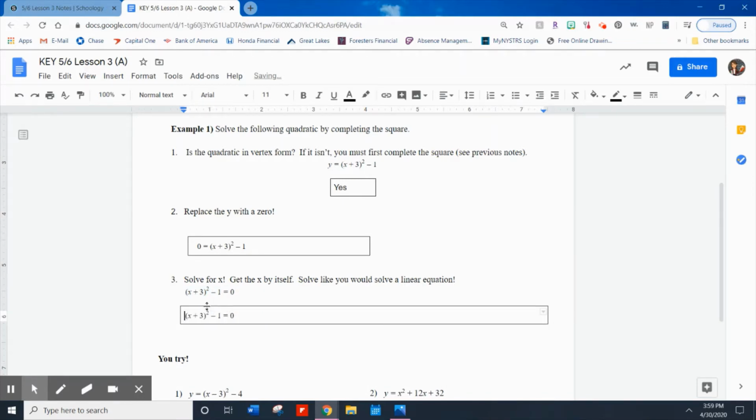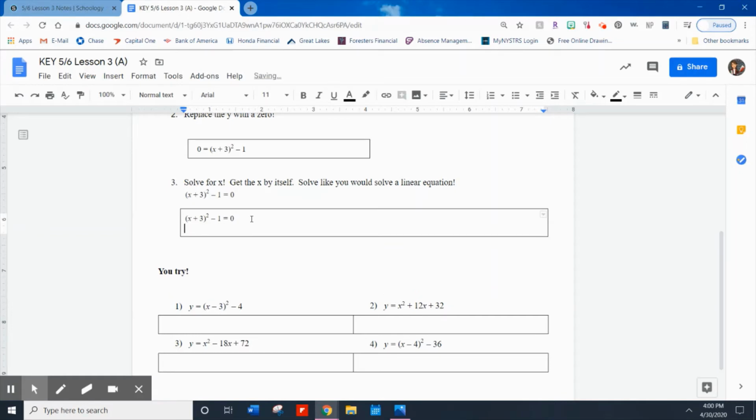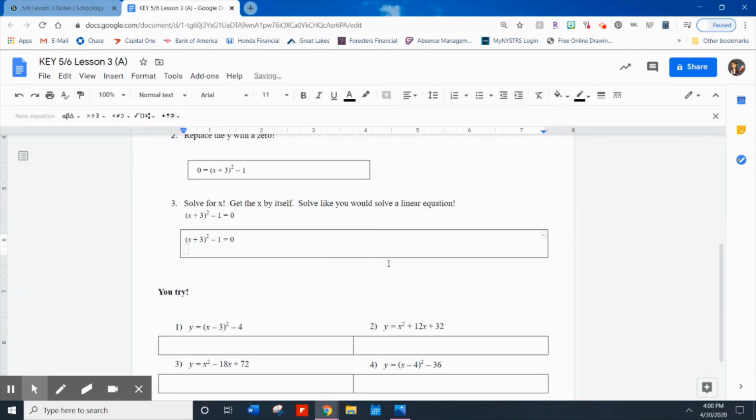So if I want to get x by itself, this is like how we solve x plus 5 equals 10, okay? We have to get the x by itself by doing the inverse or opposite operations. Okay, so looking at this first equation here, so I'm going to do this all in the equation editor. So we have (x + 3)^2 - 1 = 0.